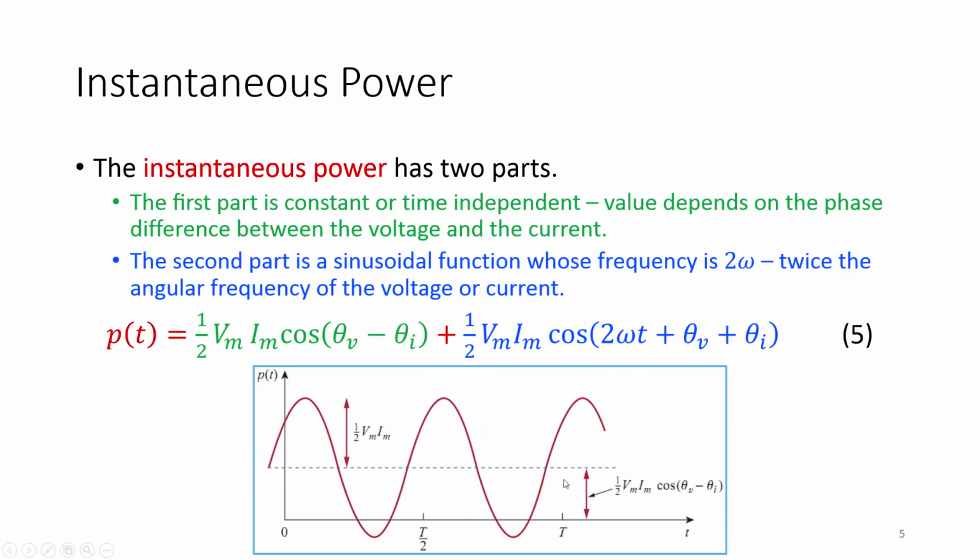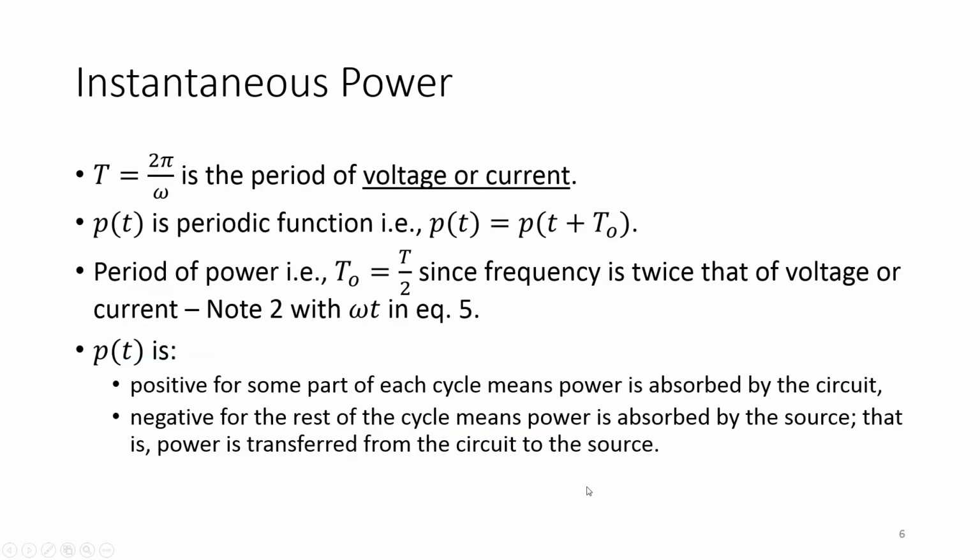Secondly, from this waveform, we can see that p of t is also an instantaneous, time periodic function. It is varying at a constant time period. Therefore, we can say that it is a periodic function, and p of t is equal to p of t plus T naught.